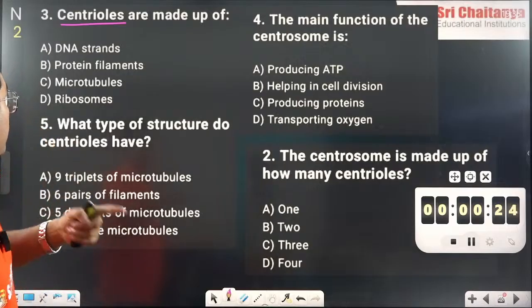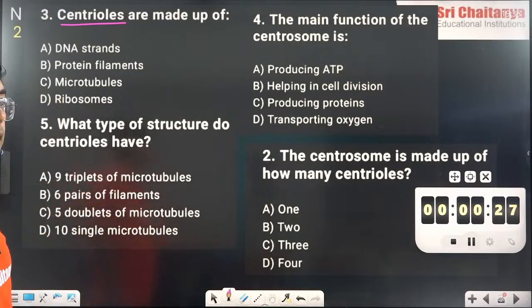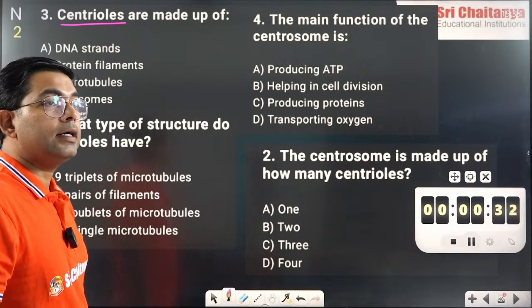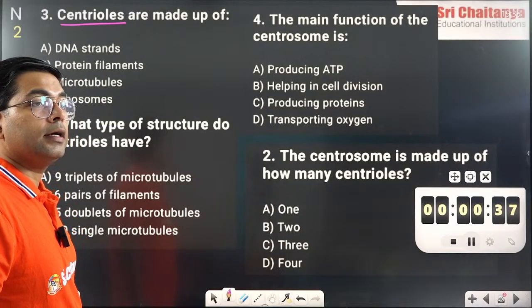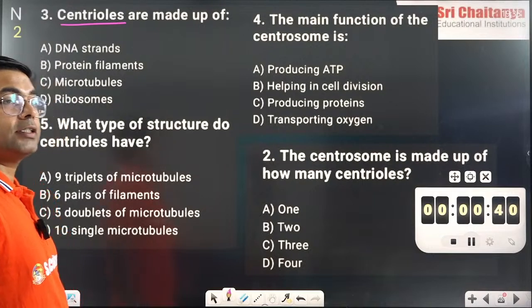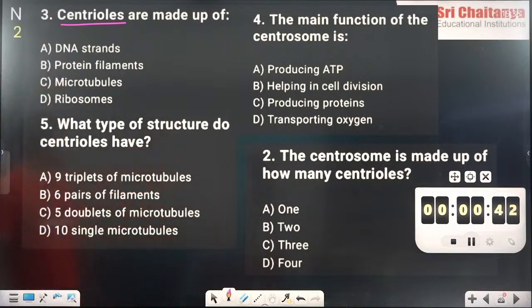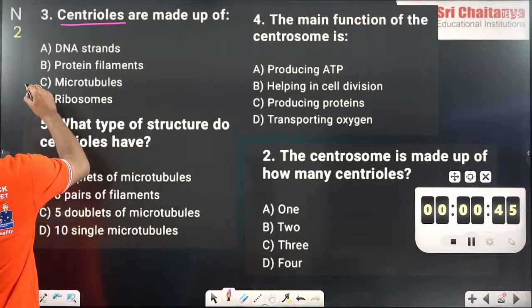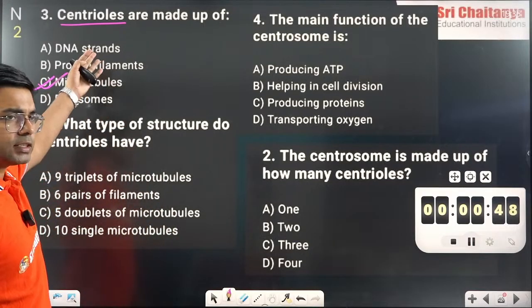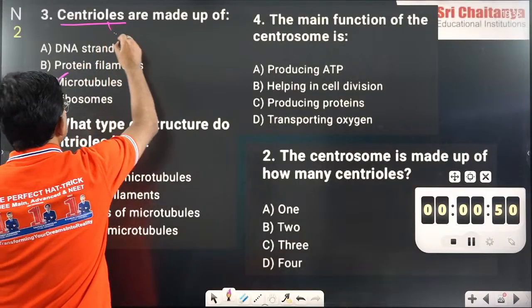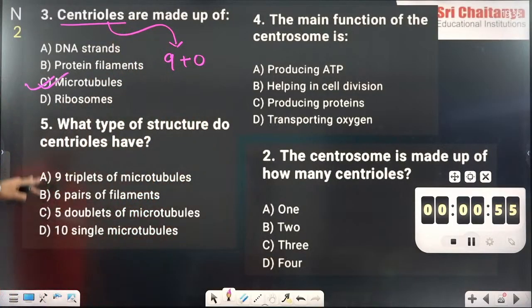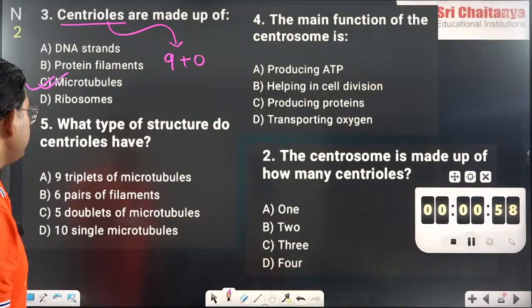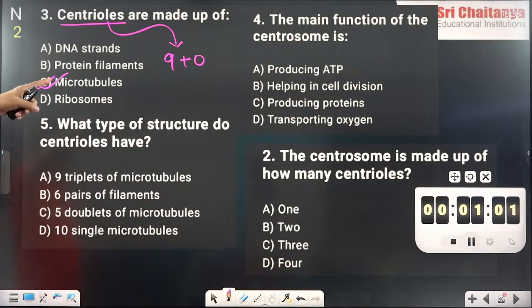Tell me the answer. The correct answer, I'm getting C, very good. Geeta, Alia, Harshit, Rani, Neerath, Sanmukh, Utkarsh, Lakshya, Lovely, Khalil, Pinky, very good. So you are telling microtubule, right? And what is the arrangement? We have just seen the centriole has a 9+0 arrangement. Very good. Now what type of structure do centriole have?